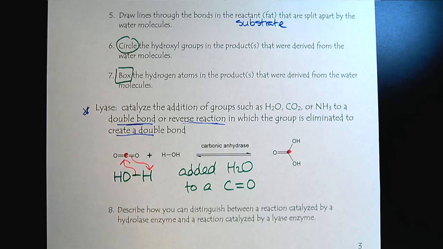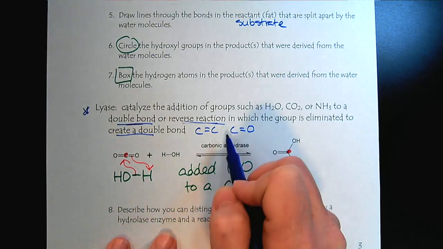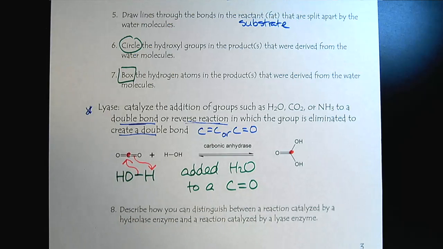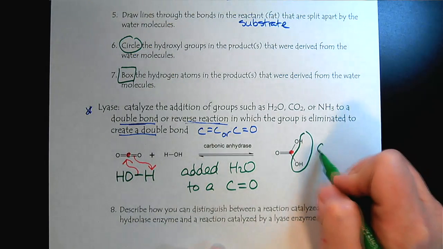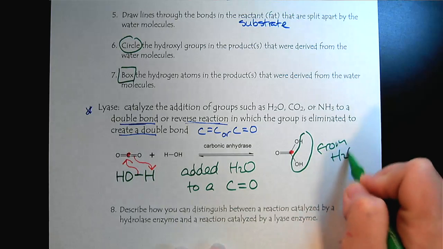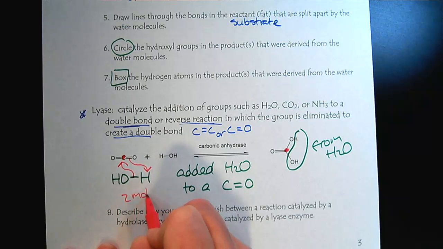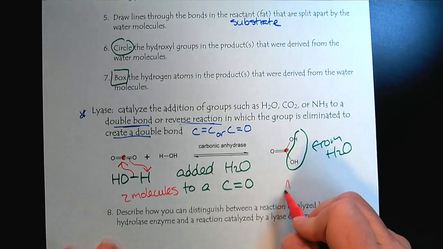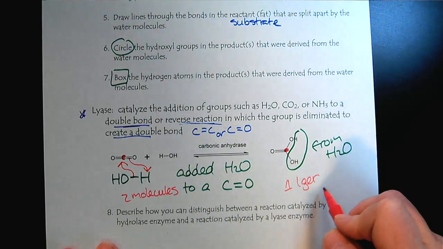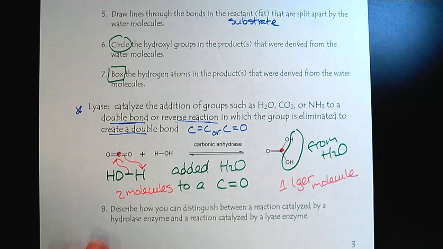So let's keep that in mind up here, right? So the double bond could be carbon-carbon or carbon-oxygen. Alrighty. And so then we can keep track, right? This was from water. So notice once again that we had two molecules, right? One of those molecules was water, and we ended up with one larger molecule. So we've used that description a couple times.